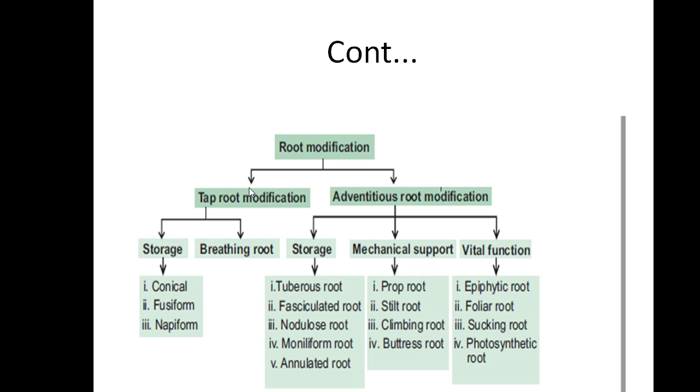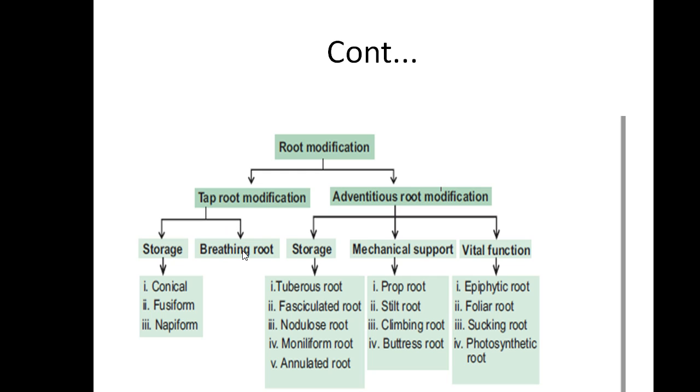So taproot modification will give you a storage root and breathing root. Storage root means the root becomes conical in shape because of storing starch-like organic substances, and it is called a conical root. An example of a conical root is carrot, Daucus carota. Next, fusiform means beetroot, Beta vulgaris, and napiform, Raphanus sativus, that is your radish. So these are all structural modifications of the root by storing some organic substances. So it is called conical form, fusiform form and napiform. From these only we get vegetables.